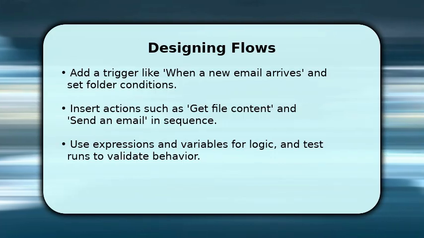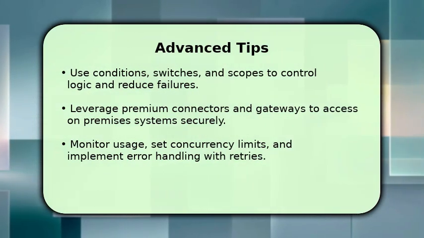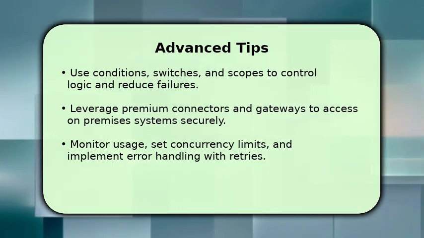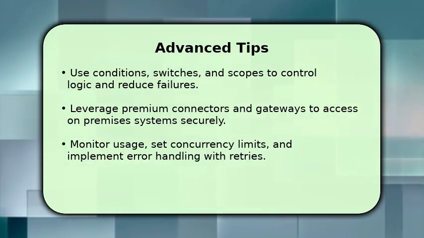Implement conditions, switches, and scopes to control logic and reduce failures. Add parallel branches only when concurrency benefits performance and maintainability. Leverage premium connectors and an on-premises data gateway to access internal systems securely.